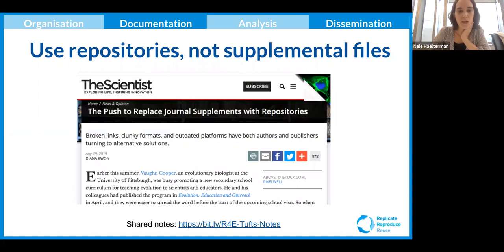So the solution to many of these problems is to use repositories for your protocols, and don't just try to cram your detailed method that you've spent your whole PhD or postdoc optimizing into the four lines that you get in your supplemental file to describe your method. Repositories are places where you can deposit your protocol with all of the details that are necessary for someone else to be able to replicate it or perform the experiment themselves. Just to show you that this is a pretty common problem that people are trying to work on now, here is a story published in The Scientist, where they emphasize how difficult it can be to find the right method if all of it has to be described within the supplemental files.